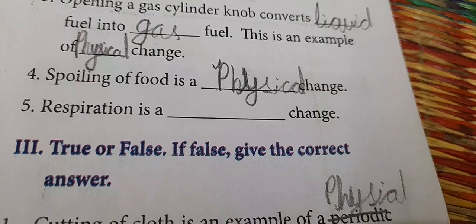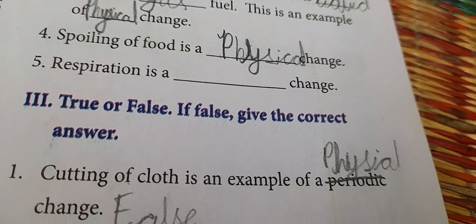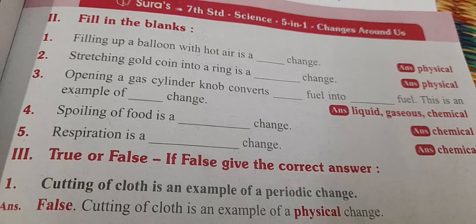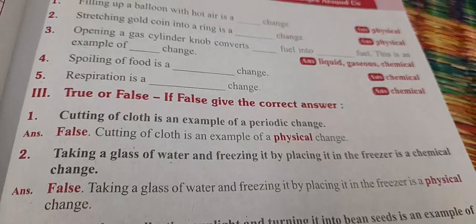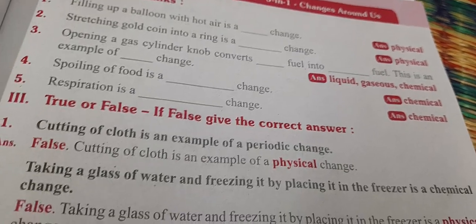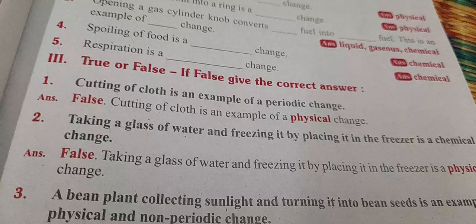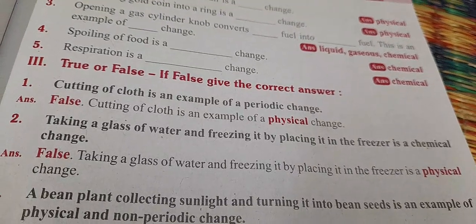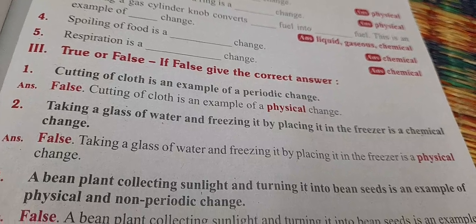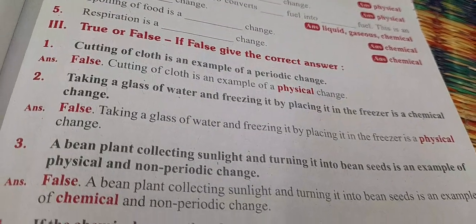True or false? If false, give the correct answer. Cutting of cloth is an example of periodic change. False. Cutting of cloth is an example of physical change. Taking a glass of water and freezing it by placing it in the freezer is a chemical change. False, it is a physical change. A bean plant collecting sunlight and turning into bean seeds is an example of physical and non-periodic change. False, it is a chemical and non-periodic change.